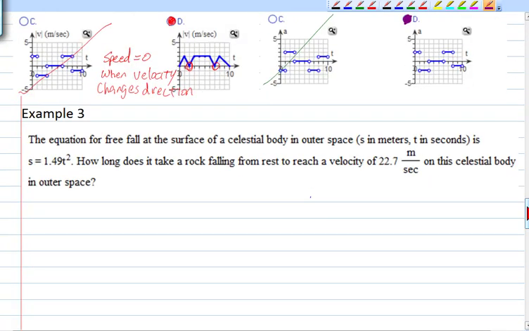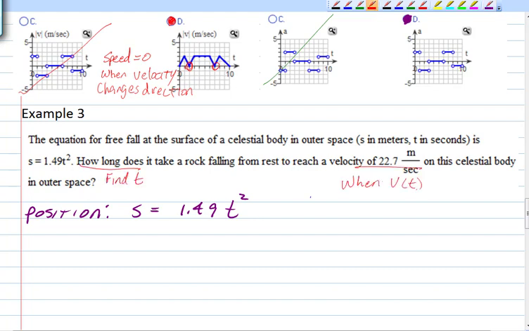Example 3 says the equation for free fall at the surface of a celestial body in outer space, measured in meters per second, is s equals 1.49 t squared. So this is the position function. How long does it take a rock falling from rest to reach a velocity of 22.7 meters per second on this celestial body? How long means we're looking for what variable? We're looking for t, when v of t is equal to 22.7.